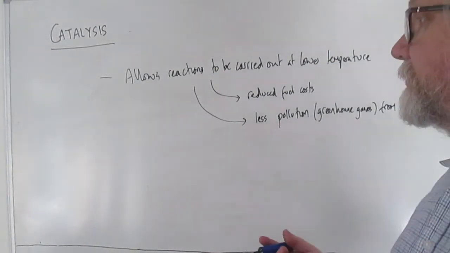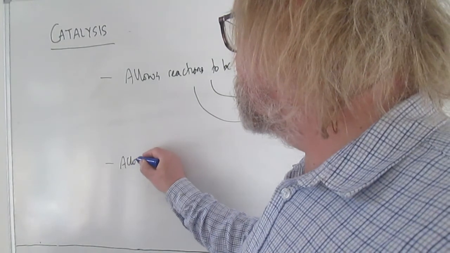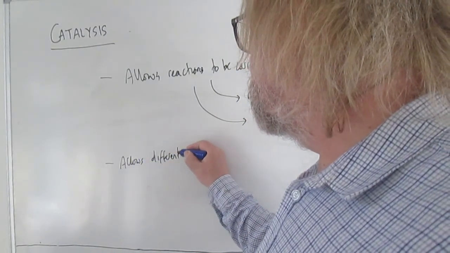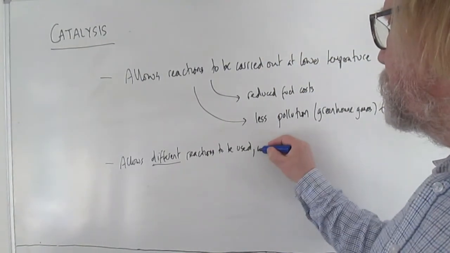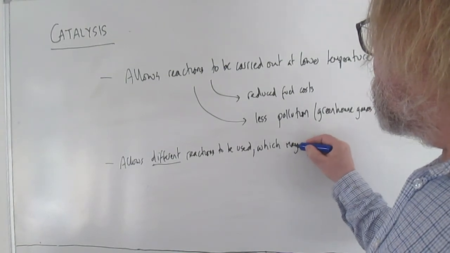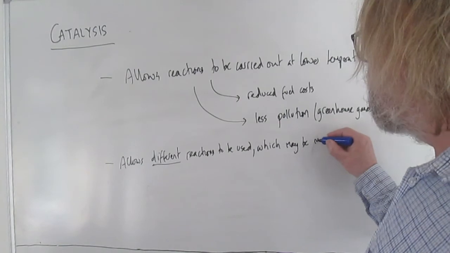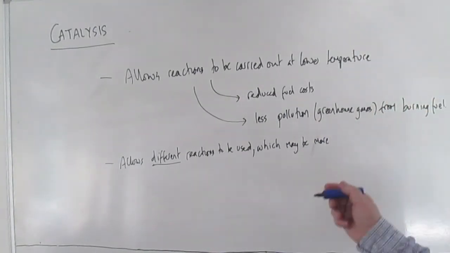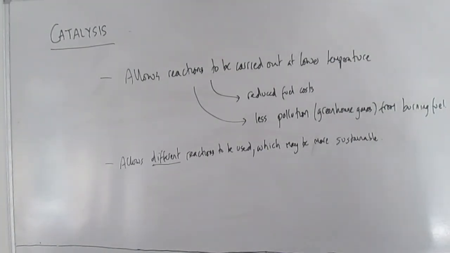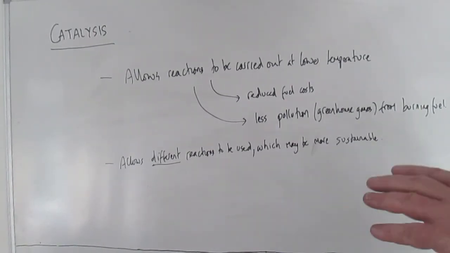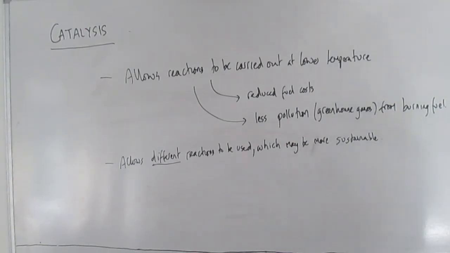The other thing, which is perhaps slightly less obvious than that, but it's very important, is that it allows different reactions to be used, which may be more sustainable, or again also cheaper. So the idea is that some possible ways of making products may just be ruled out normally just because they require extreme conditions. So they might be favourable in terms of using cheaply available raw materials, having a high atom economy so that you don't produce lots of waste materials. But if you need to go to extreme conditions to make them happen at a reasonable rate, that may just rule them out as being realistic. But by using a catalyst, the conditions may become accessible.